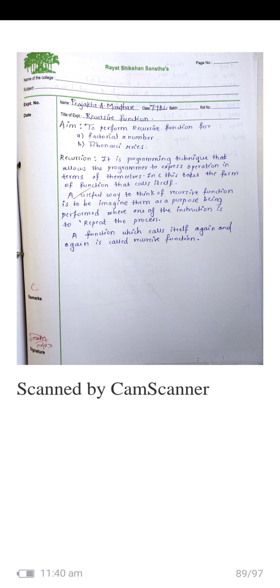Start, take the n numbers, n is equal to 1, if n is less than x, x is equal to x plus 1, if n upon x is equal to 1, this condition is true, print prime number, stop. If this condition is false, then print not a prime number, then stop.